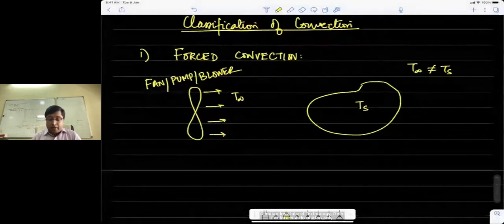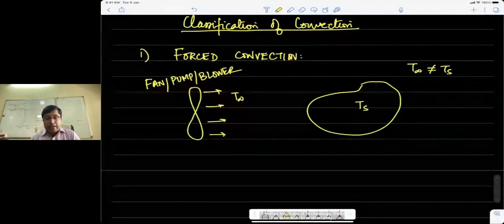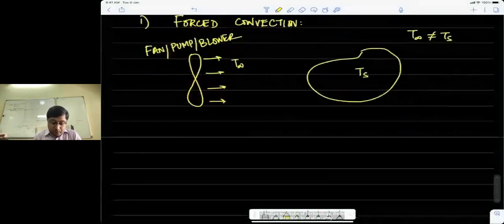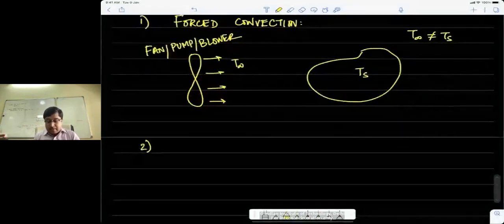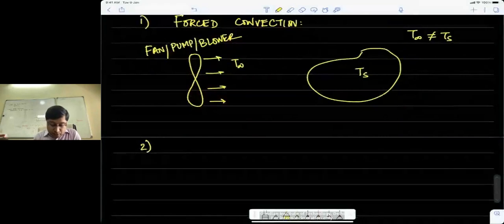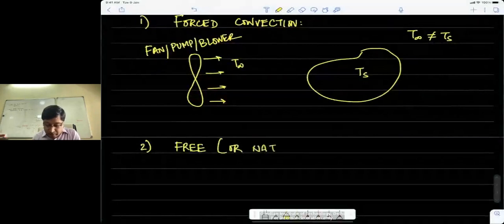So it can be either way around. By the way, let me be very clear. Ts could be more than T infinity, or Ts could be less than T infinity. So you could be taking away heat from the solid, or you could be supplying heat to the solid. The second case of convection is what we call free convection, or also natural convection.